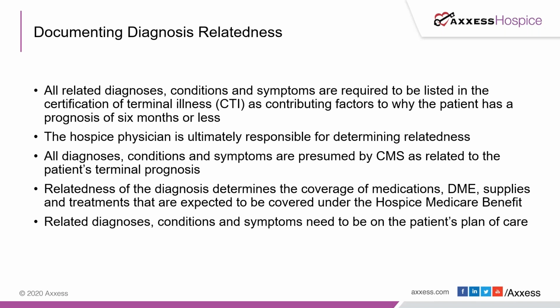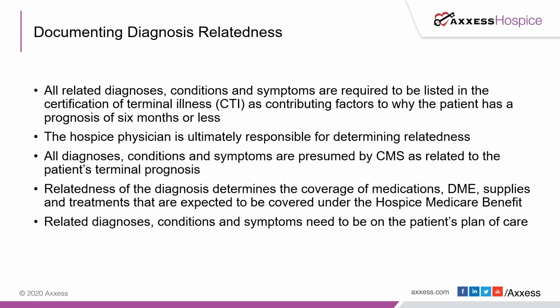Throughout all of these rules, it's saying the hospice physician is responsible for determining relatedness. And relatedness determines the coverage of everything: your medications, your DME, your supplies, and your treatments. So if the diagnosis is related, then everything to treat that diagnosis also is related and should be covered under the hospice Medicare benefit. And everything that is related needs to be on the patient's plan of care.